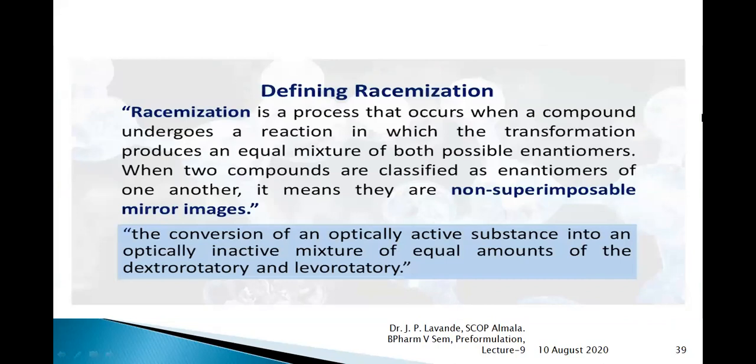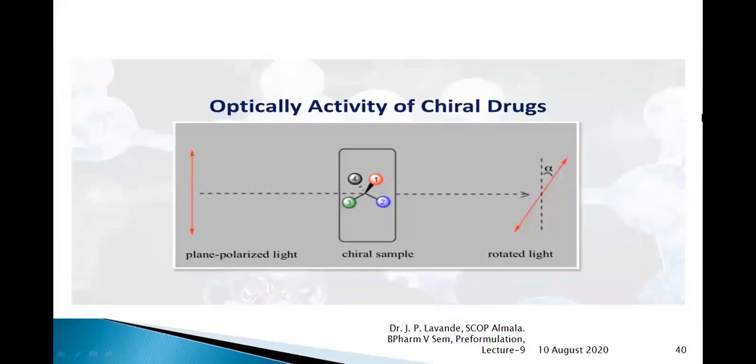Now, if we want to define the process of racemization, racemization is a process that occurs when a compound undergoes a reaction in which the transformation produces an equal mixture of both possible enantiomers. When two compounds are classified as enantiomers of one another, it means they are non-superimposable mirror images. It is the conversion of an optically active substance into an optically inactive mixture of equal amounts of the dextrorotatory and the levorotatory. Now, what is this optical rotation?